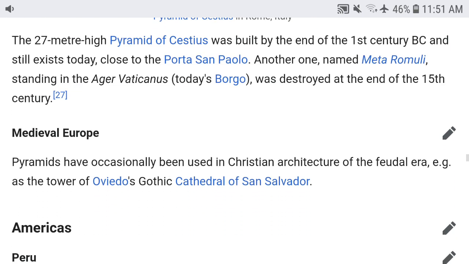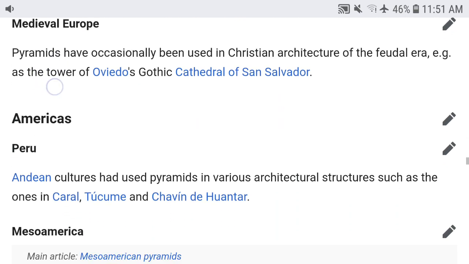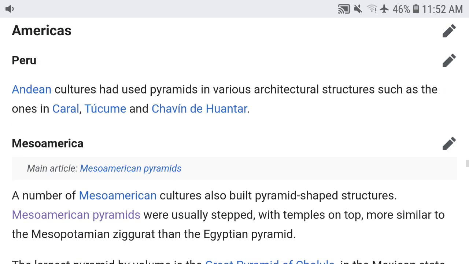Okay. In medieval Europe, pyramids have occasionally been used in Christian architecture of the feudal era, e.g., as the tower of Oviedo's Gothic Cathedral of San Salvador. Okay, again, no picture, I cannot imagine. Next, we go to the Americas, Peru. Andean cultures had used pyramids in various architectural structures, such as the ones in Caral, Túcume, and Chavín de Huántar.